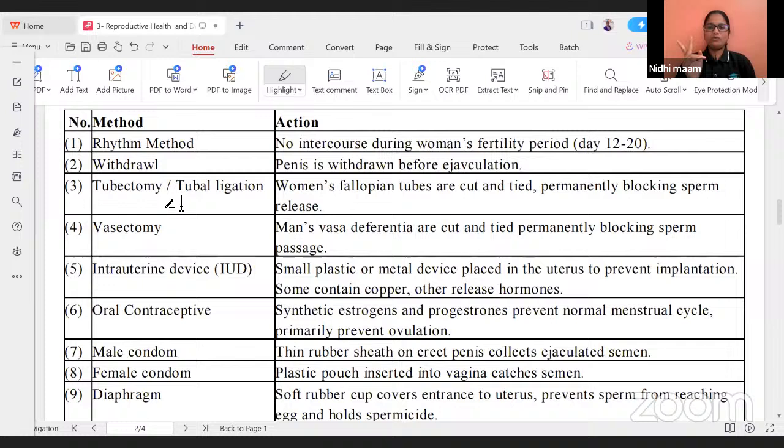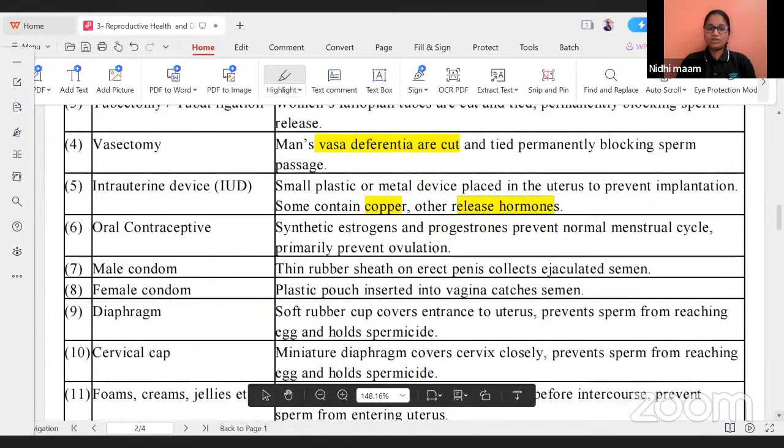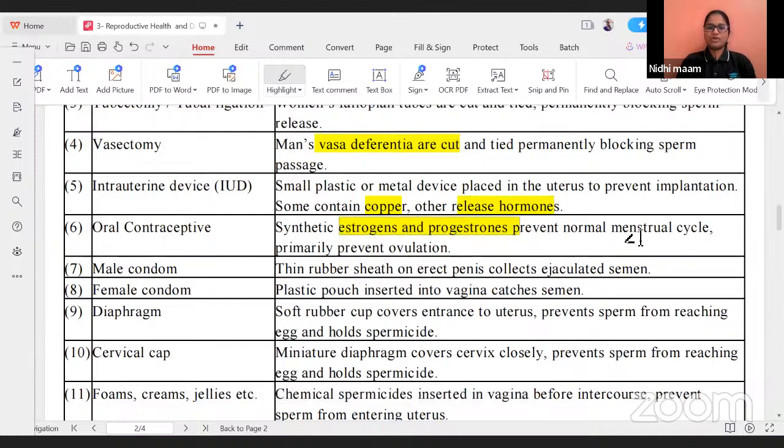Tubectomy, the fallopian tube will be cut. This is a surgical method. Vasectomy, a surgical method in males. Remember here, the vas deferens is cut, not the vasa efferentia. Intrauterine device, which contains copper and certain other metals and releases hormones. Oral contraceptives are tablets rich in estrogen and progesterone. They prevent normal menstruation and primarily prevent ovulation.